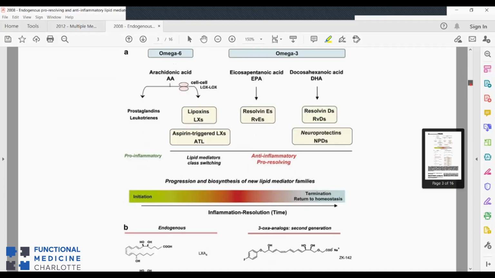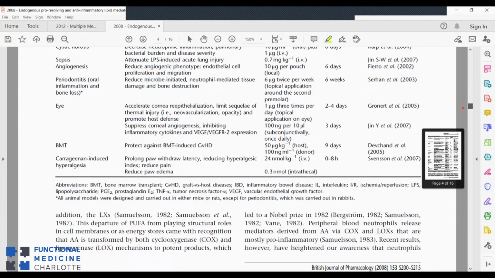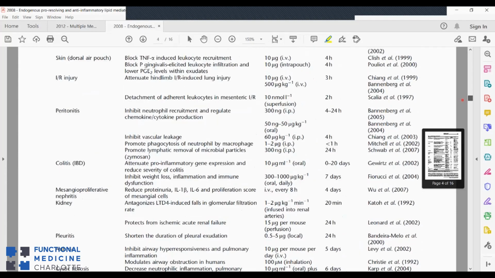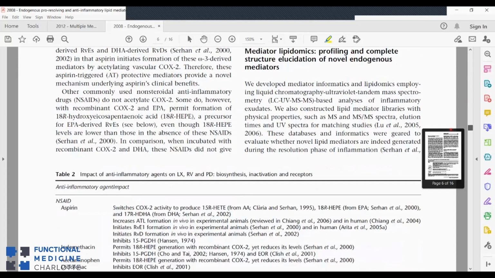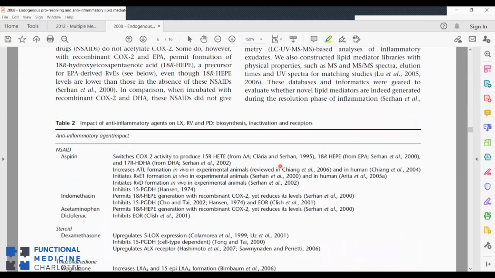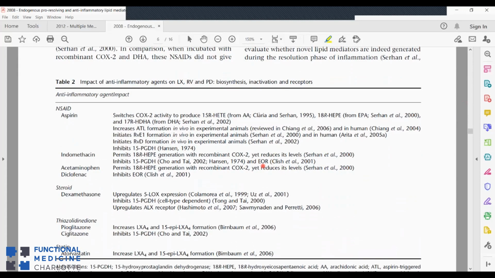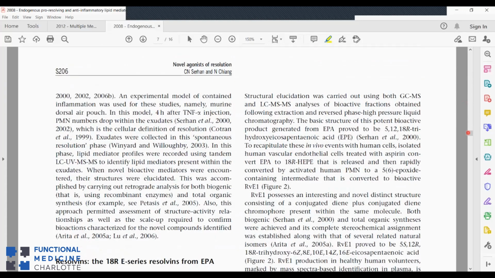So a couple of things that the resolvins are good for, that research shows us. Let's dive in here. So if we look at, scroll down.